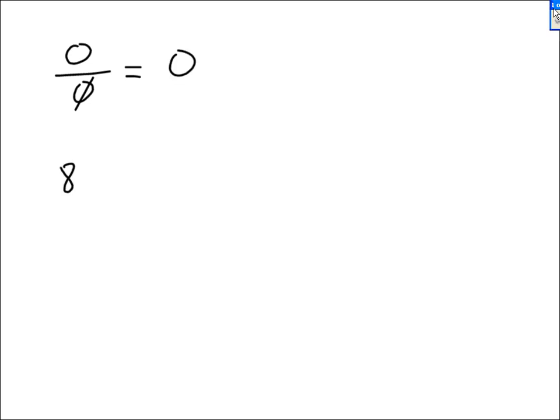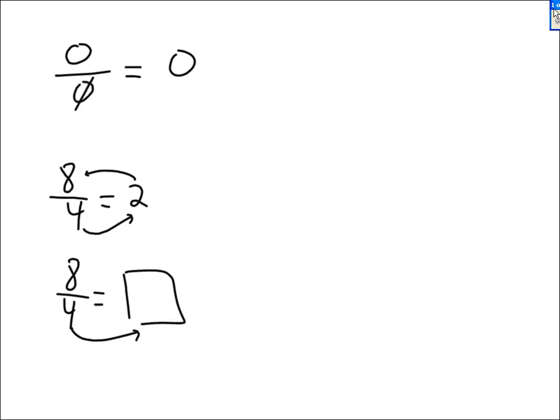Remember that if you have 8 over 4 equals 2, it must be the case that 4 times 2 equals 8. In fact, if you didn't know what 8 over 4 equals, you can ask yourself, 4 times what gives you 8? The answer is 2. A non-zero number times 0 will give you 0. The number in this box has to be 0.